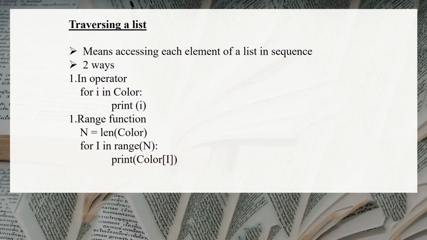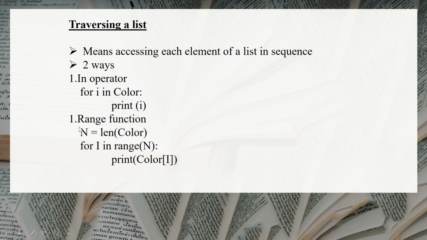Next is traversing a list. Traversing a list means how to use or access or print or manipulate all the elements of the list one by one. There are two ways of doing it. First is by using the in operator, wherein we can use a for loop and an in operator, where color in this example is a list, and we can take a control variable of our for loop and print all the elements of the list like this, having a print statement inside a for loop.